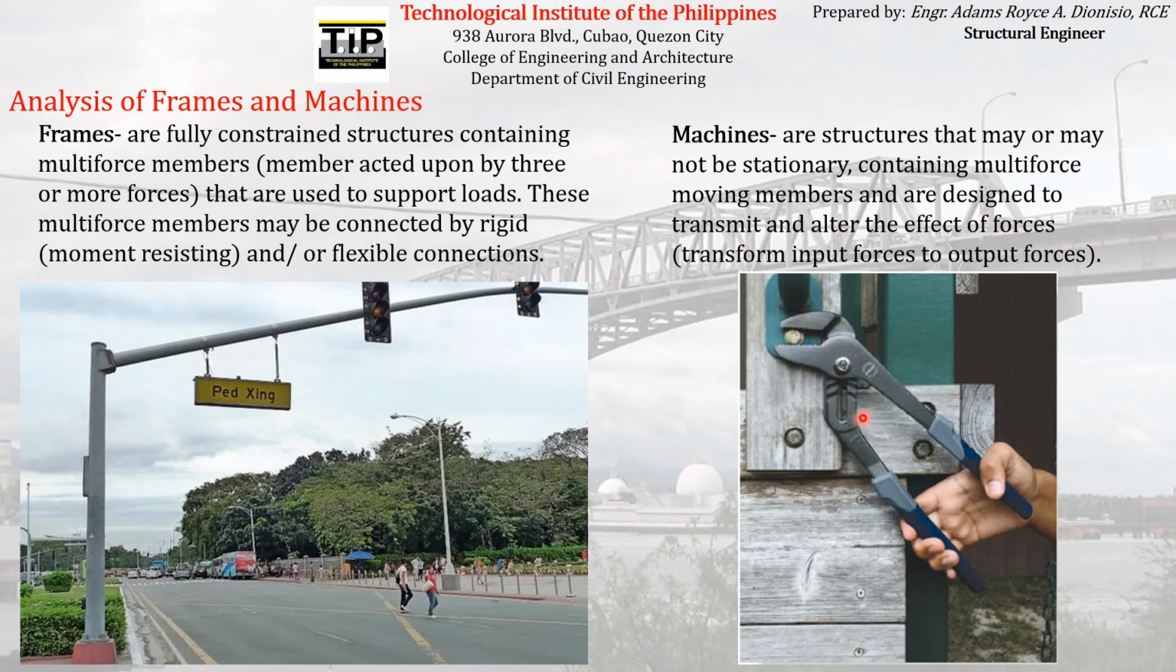And kung mapapansin nyo, yung direction ng input force is pag ganito, pero pagdating niya dito sa jaw, na-transform yung input force na yan into an output force na parang pa-vertical na yung direction. So, ganun usually yung ginagawa ng mga machine. Ina-alter niya yung effect ng isang input force into an output force. And again, most of the time, it contains movable parts, just like yung mga parts nitong plier na ito. Kung na-imagine nyo naman na move yan yung mga part niyang plier.